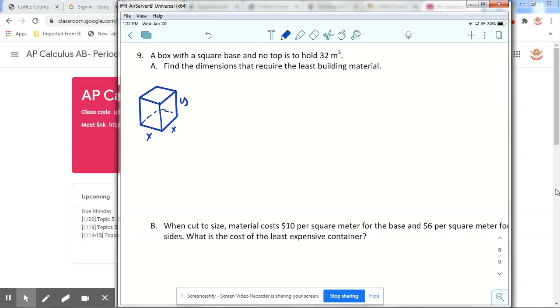Okay, so the least amount of building material is going to be the surface area. And so I'm going to write an equation for the surface area. We don't have a top, so the area of the bottom base is going to be x squared. And then each side of it is going to have an area of xy. And there's 4 different sides, so it'll be plus 4xy.